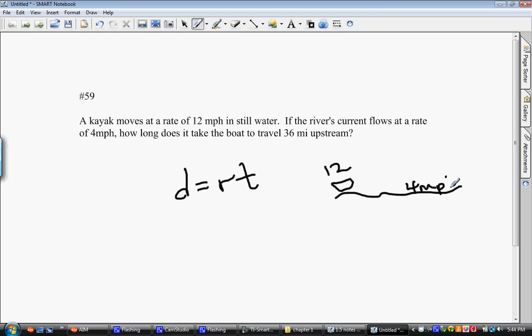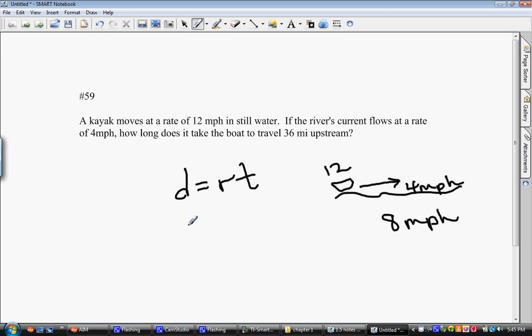Now, if you're going upstream, you are actually fighting the current, which means that your boat is really only traveling 8 miles per hour. If you were traveling downstream, you would be traveling 16 miles per hour because you wouldn't be fighting the current. But if you're traveling upstream, you're fighting that current. You're only traveling 8 miles per hour. You have all the information you need. This is just a straight plug-in problem.